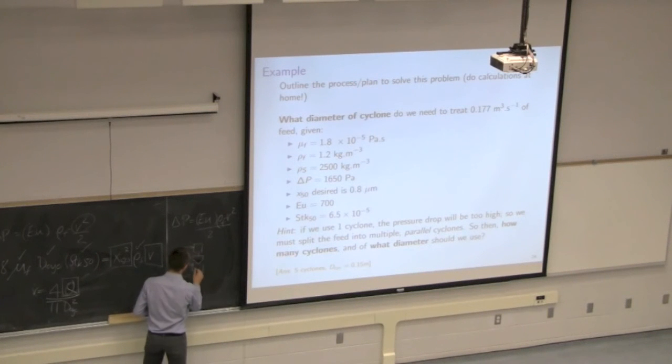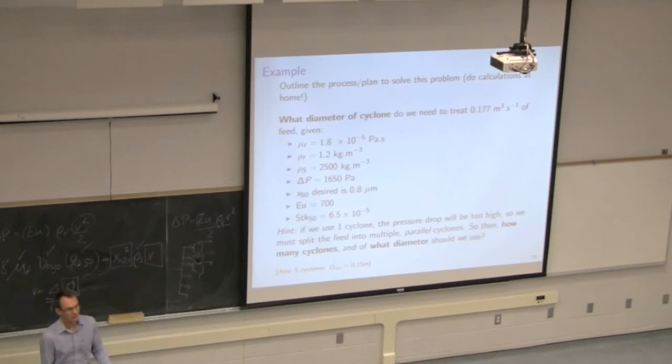So each feed then goes to a different cyclone, and then we'll collect the overflows and we'll collect the underflows and then recombine them again. So this is a standard strategy that we use: split our feeds, and the moment we split that, we're now sending less Q to each cyclone. So then we start to get greater efficiency in the cyclone. We're able to achieve that particle diameter.